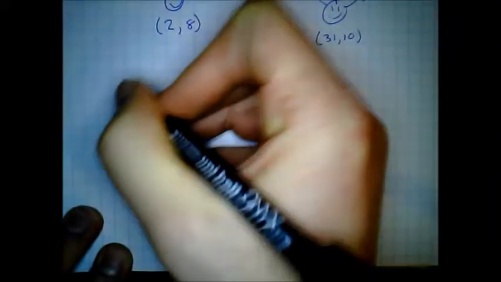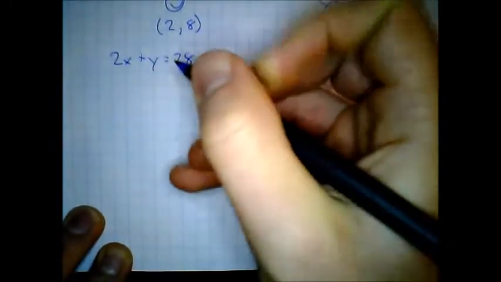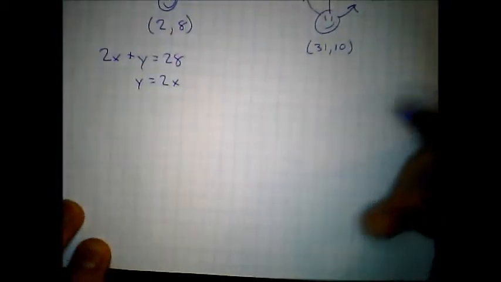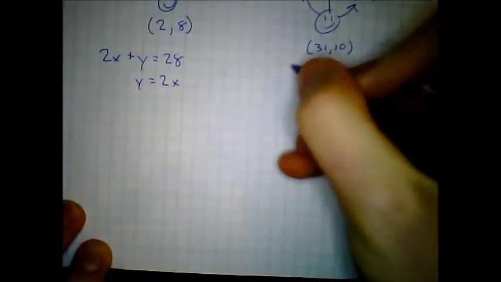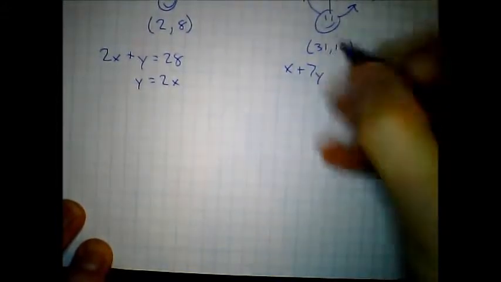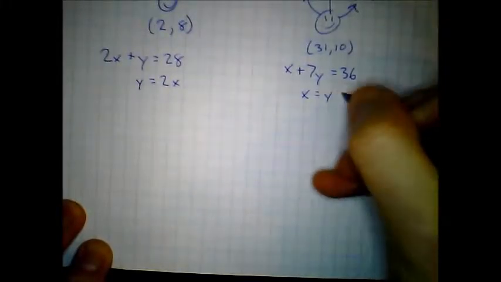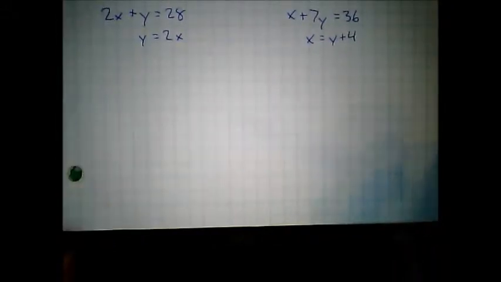Okay, so why don't you try these two on your own. When you see them both, press pause, try them both, and then press play when you're ready to check your work. So the first one, we have 2x plus y equals 28 and y equals 2x. And for our second system, let's say we have x plus 7y equals 36, and x equals y plus 4. Okay, so press pause, try solving both of these systems, then press play when you're ready to check your work.